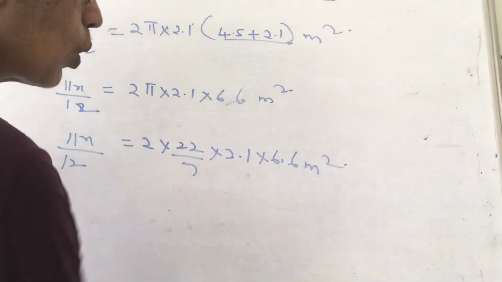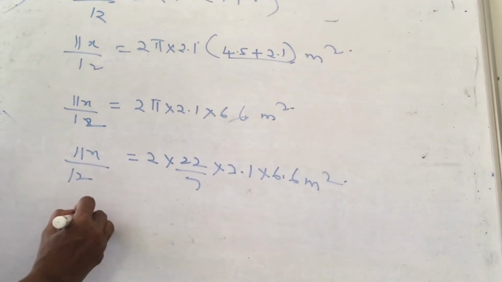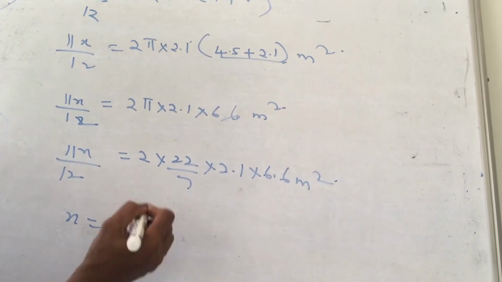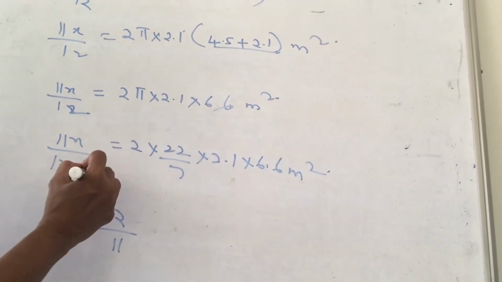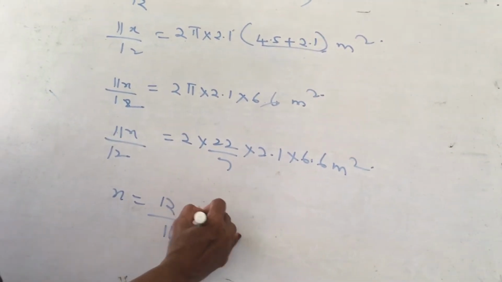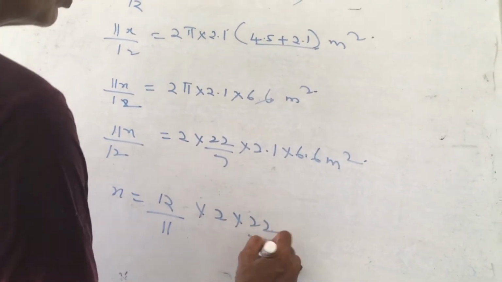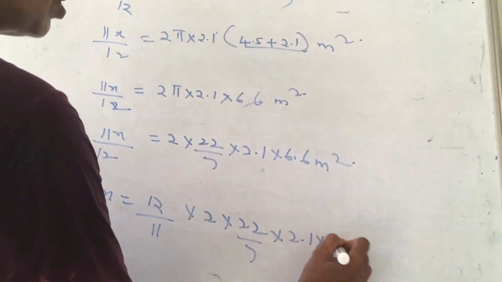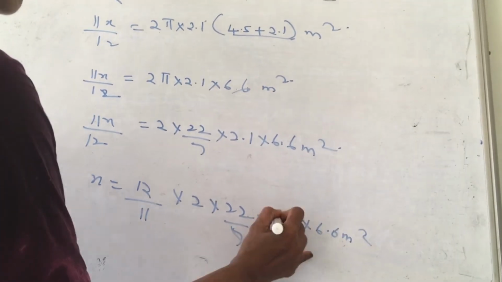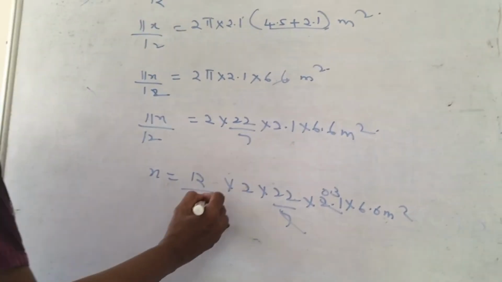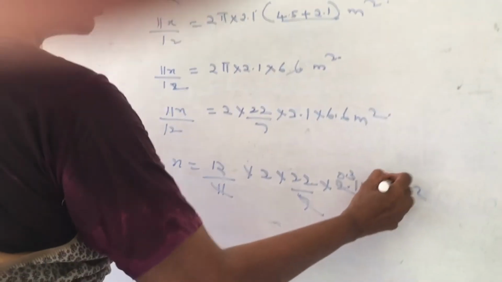Now we are going to solve for X by cross multiplying. You know what is cross multiplying? Denominator goes to numerator, numerator goes to denominator. Now go for cancellation, children. 7 divides 2.1, 11 divides 6.6.